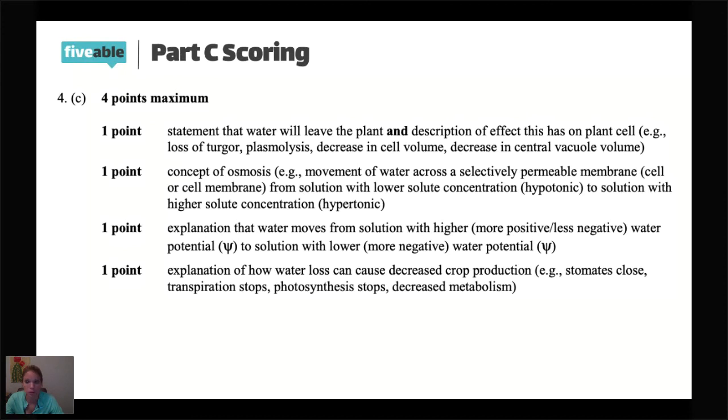Think of it this way. Pure water is zero water potential. That's how I kind of ground myself. So the more negative you get, the more solute you've got. Does that help, Audrey?